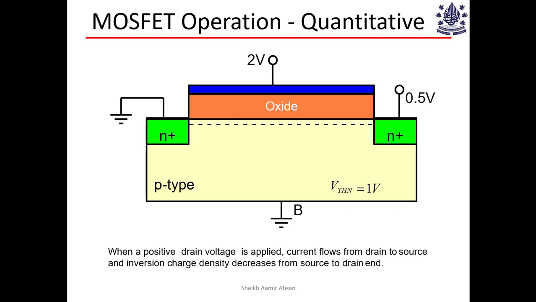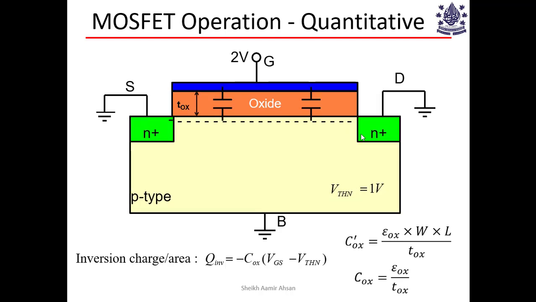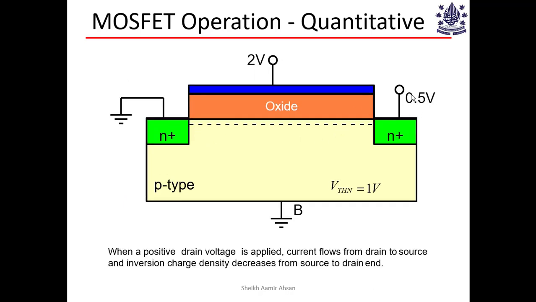Okay, so what happens when a positive voltage is applied? So in the previous slide, we had not applied any positive voltage at the drain. Both these drain and source terminals were grounded. What would happen if we apply a small positive voltage at the drain? Everything else remains the same. Threshold voltage is 1 volt, gate voltage is 2 volts. So all these voltages are taken with reference to ground. Note that.